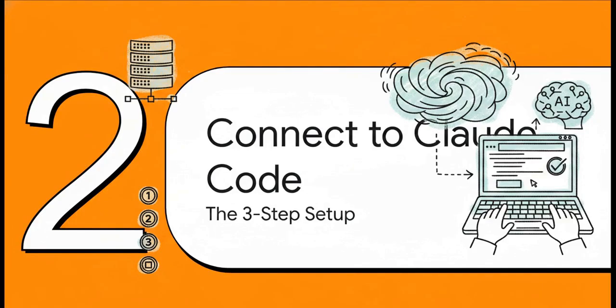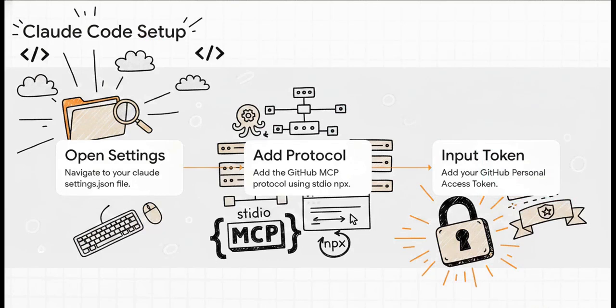Moving right along to Section 2, connecting to Claude Code. And this is a super quick 3-step setup. Honestly, the best part is how ridiculously simple this is to configure. Step 1, you just pop open your Claude settings JSON file, which is usually sitting right in your home directory. Step 2, under the MCP server section, you drop in the GitHub protocol block using the standard npx command for input and output. And step 3, paste in your GitHub personal access token. Give your environment a quick restart, and suddenly you have your entire GitHub context fully integrated directly inside Claude Code.